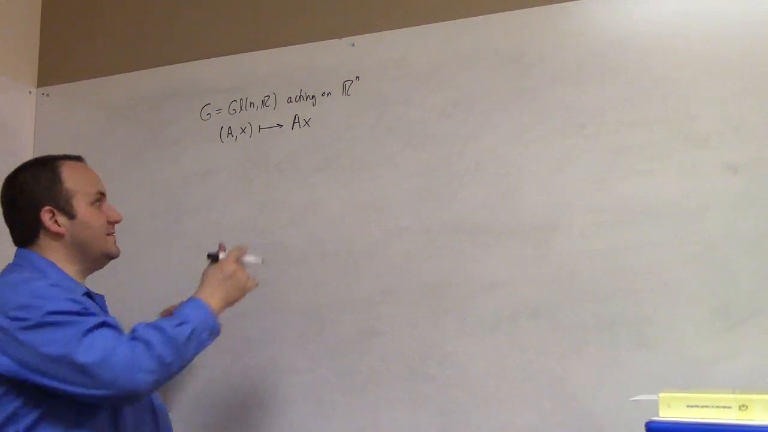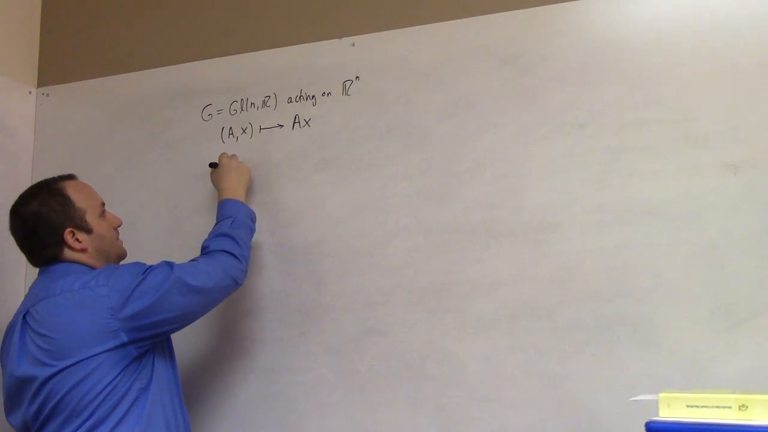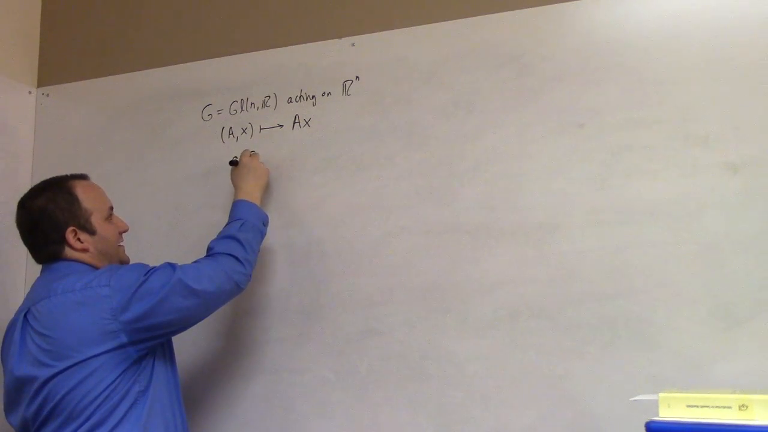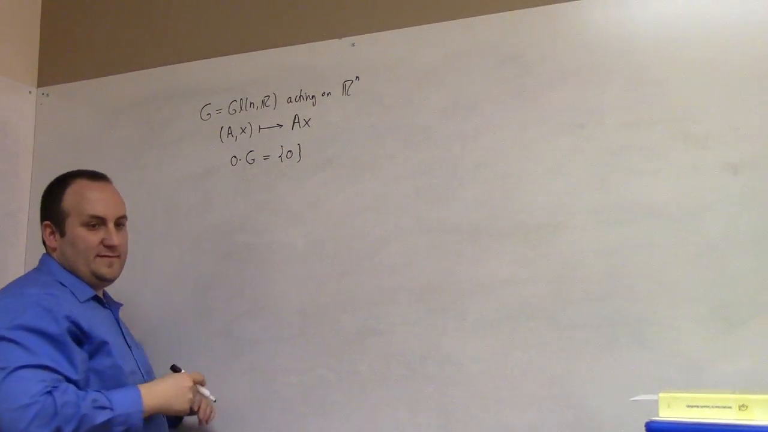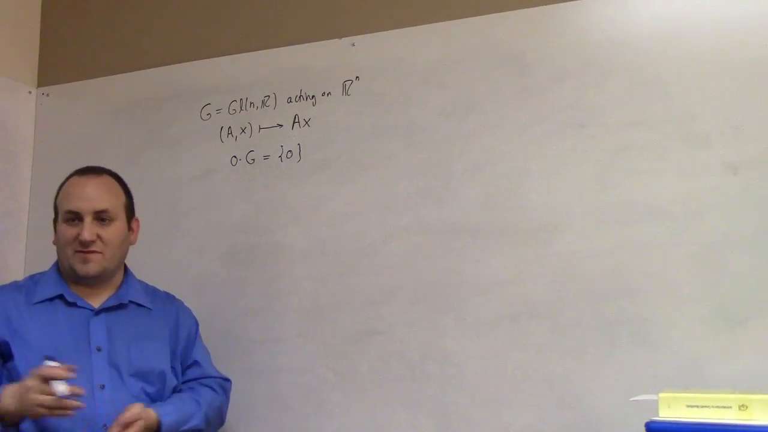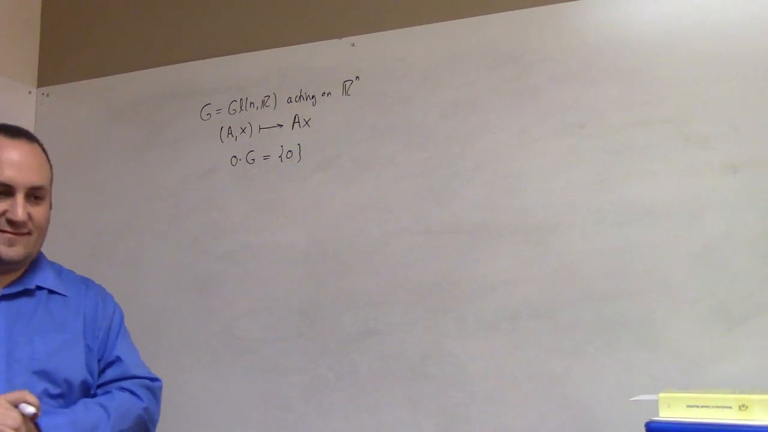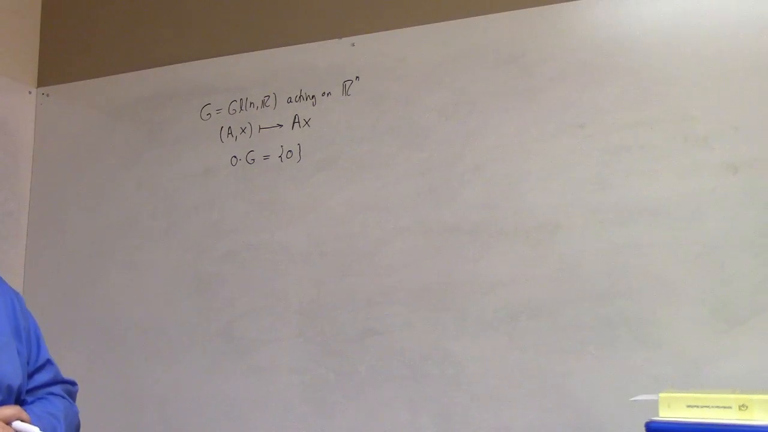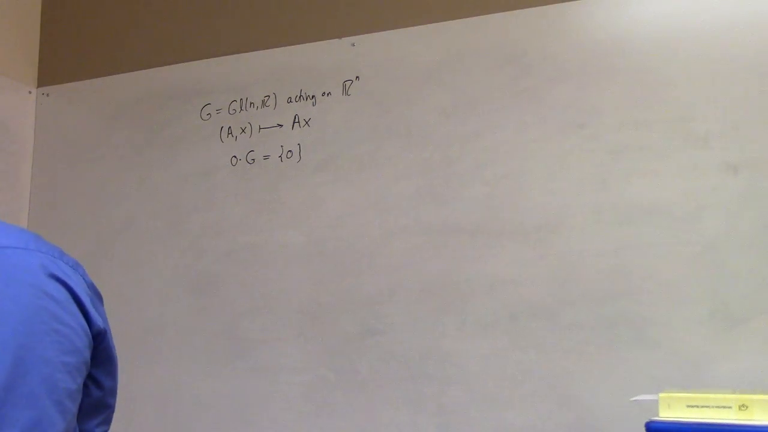I'll do the easy one. If you look at 0, just the origin dot g, well, it's right. If you multiply a matrix times 0, you get back 0. Does zero matter when you say zero dot g or g dot zero? Did I switch it up? I think it should be g dot zero.